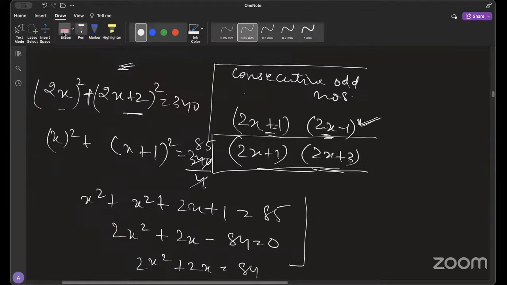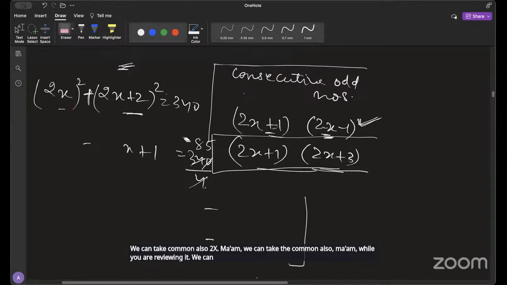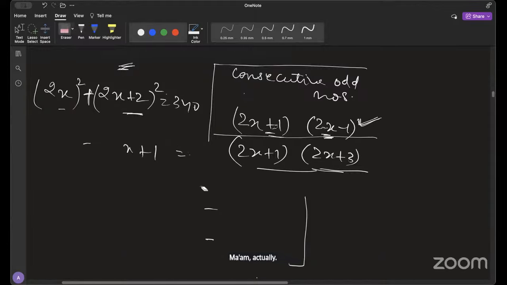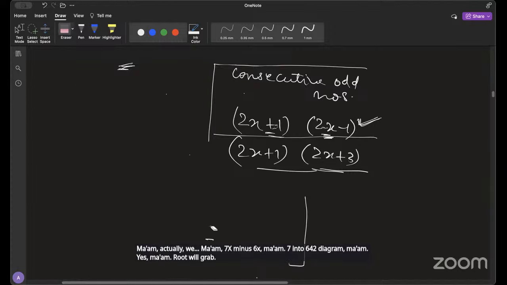Ma'am, we can take common also, ma'am, 2x. Okay, wait, hold on, guys, hold on. Ma'am, 7x minus 6x, ma'am, 7 into 6 will be 42. Yes ma'am, we got the root.